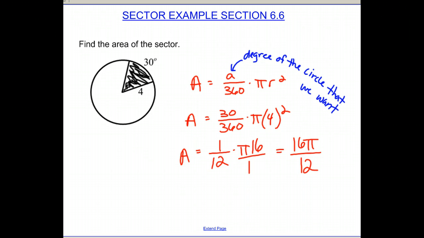The last step here is always simplify your fraction as low as you can go. So 16 pi over 12, I know that I can divide 16 by 4 and 12 by 4. Doing that leaves me with 4 pi over 3. So the area of my sector here is 4 pi over 3. Again, do not worry about multiplying pi through. Leave it in terms of pi.